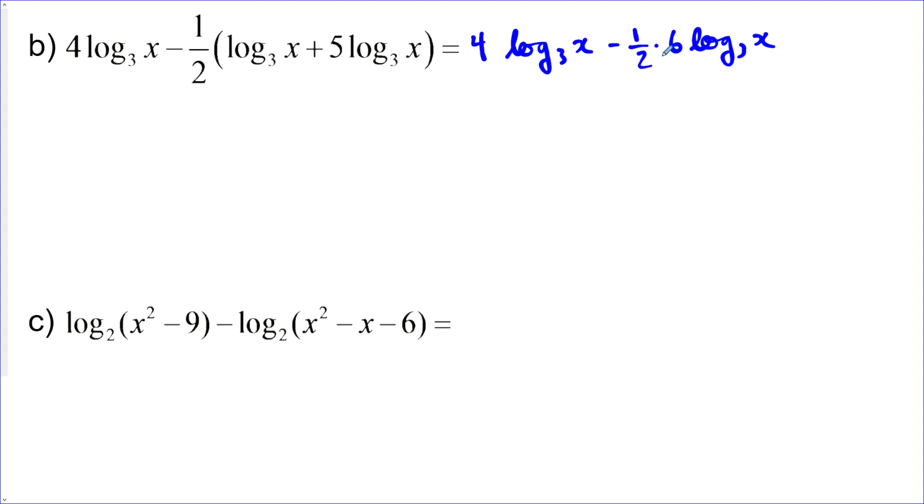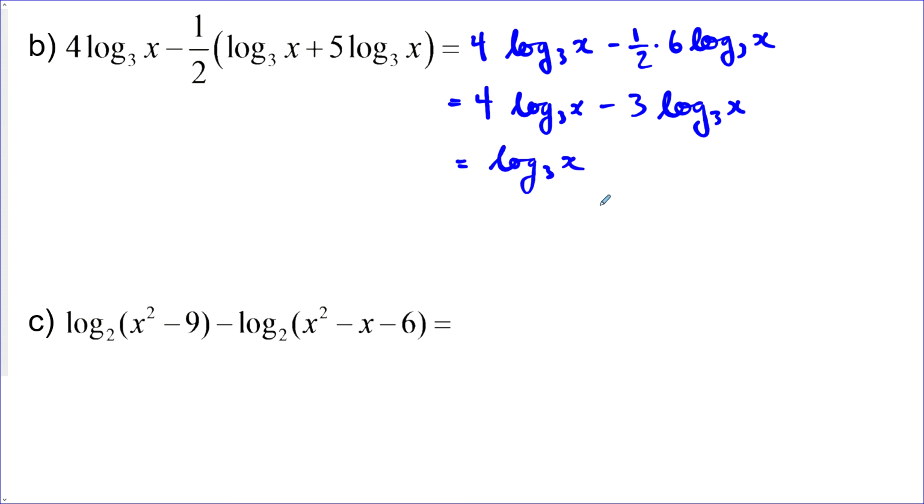Now 6 times 1/2 is 3, so we'll just do 4 log base 3 of x minus 3 log base 3 of x. So 4 minus 3, and we can do this because they're both the same logs here. So 4 minus 3 is just 1. So we're just left with log base 3 of x.